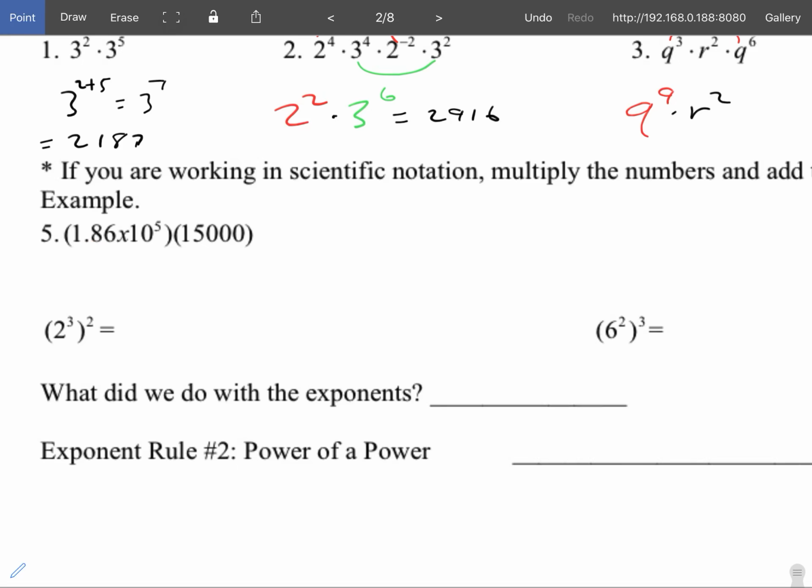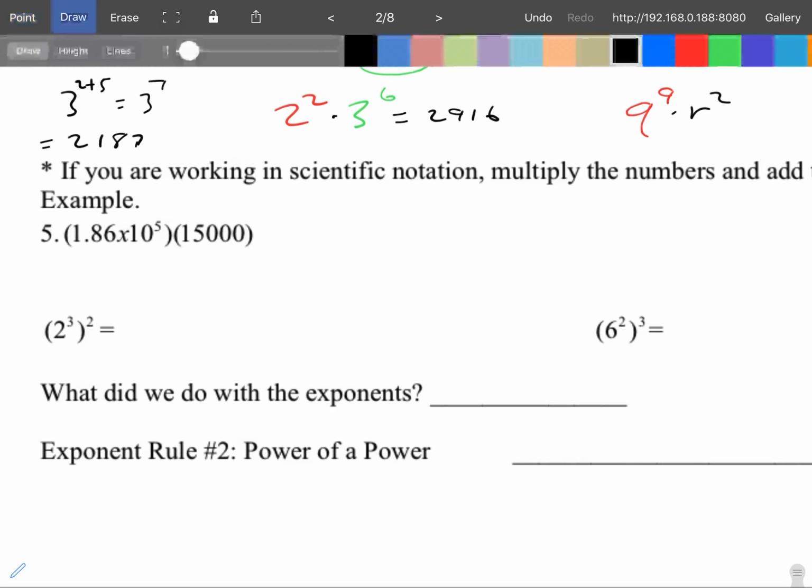Well, that's a big number because 10 to the 5th would be, what's that? That's 100,000. So it's 1.86 times 100,000. But the reason it's already in scientific notation is that to be in scientific notation, you need 1 digit to the left of the decimal point, which is right there. But then this second number, that is not in scientific notation.